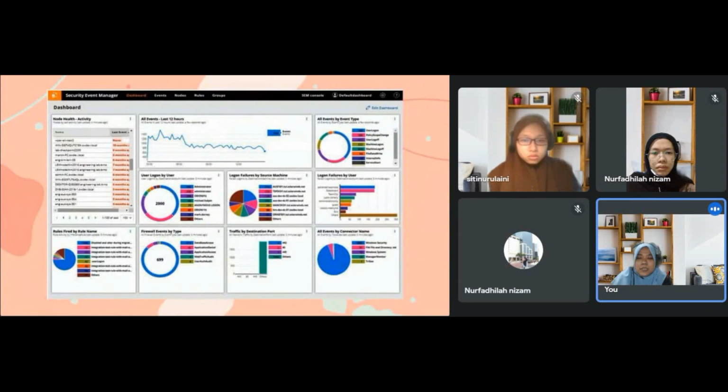This is the interface in the Security Event Manager, as you can see, and we can monitor if any threat has been attacking our system.